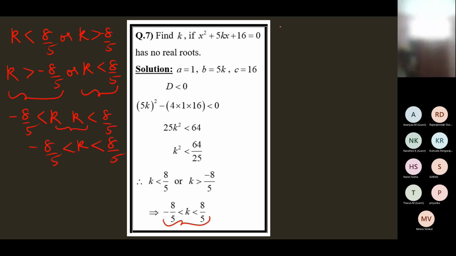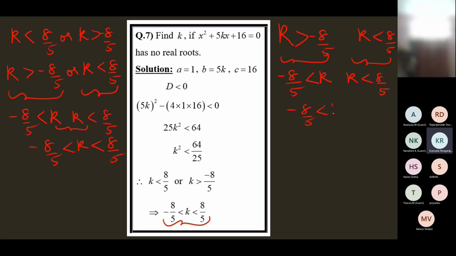I can tell you again. We have k is greater than minus 8 by 5. And we also have k less than 8 by 5. Let's start from here. Exchange the places. Put minus 8 by 5 here and k here. So you should reverse the inequality. It will become like this. Now this one, please write as it is. Now combine it. Minus 8 by 5 less than k. And you can see here, k less than 8 by 5. So it's called a continued inequality.